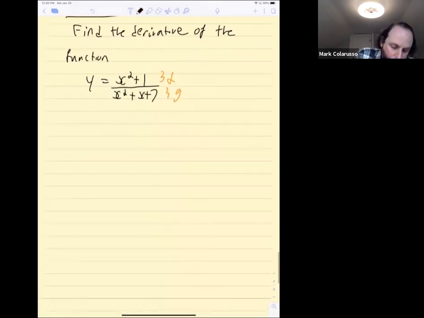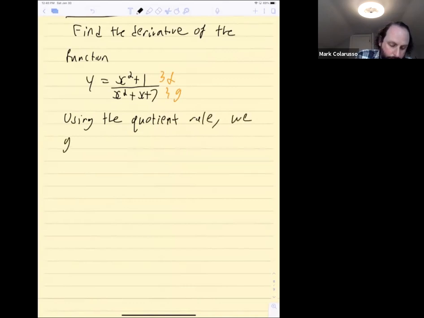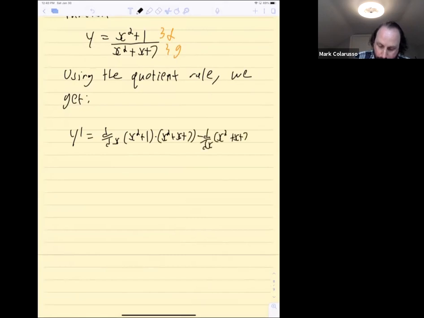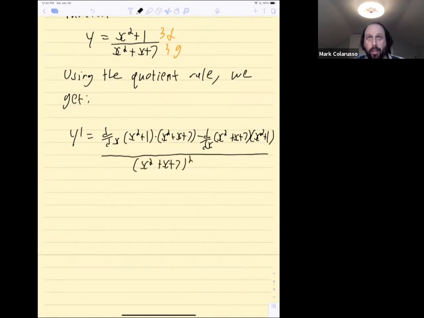Okay, so using the quotient rule, we get the derivative of y, again, so the derivative of the top times the bottom minus the derivative of the bottom times the top, so that's a 1, all over the square of the bottom. Okay, so that's the first step. That's actually using the quotient rule.